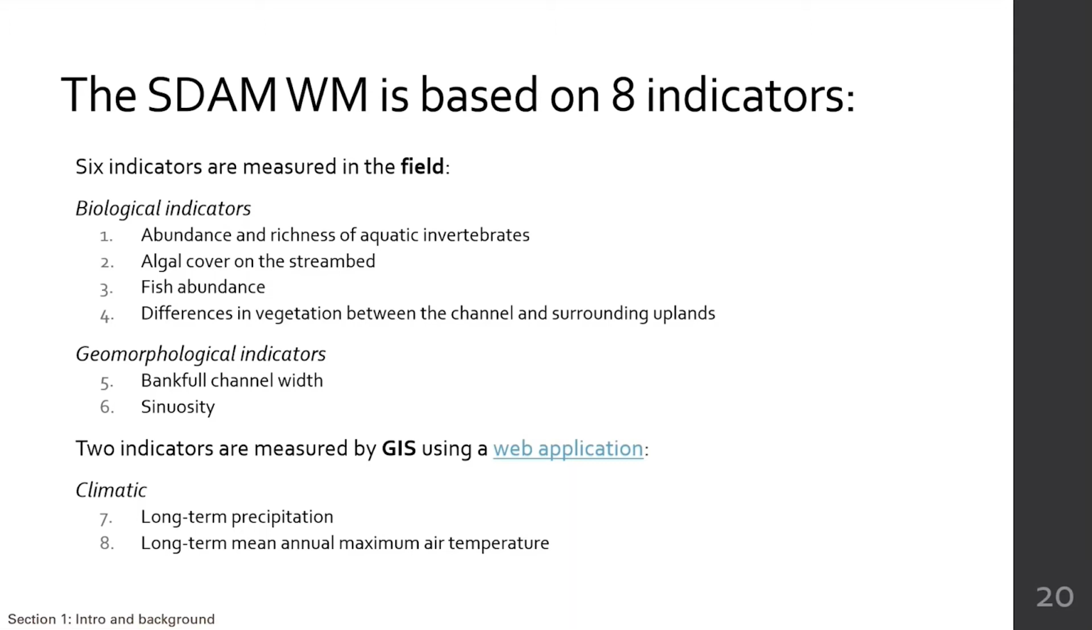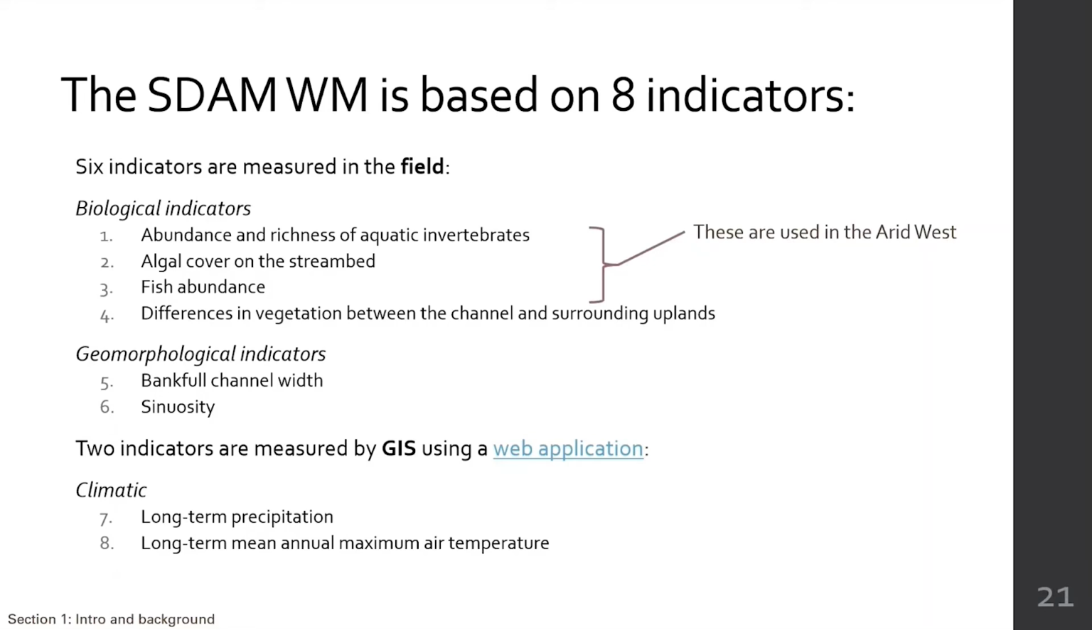And in addition to these field indicators, we have 2 climatic indicators that are measured using GIS, specifically using a web application that we've developed, and I'll be talking more about that later during this training. These climatic indicators include long-term precipitation, as well as long-term mean annual maximum air temperature. So these are both climatic metrics that you determine based on the site location, the reach location, using the web app that we've developed. You do not need to use GIS. You don't need to have access to your own GIS services to use the SDAM.